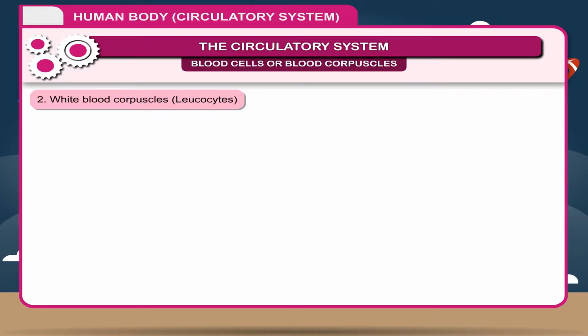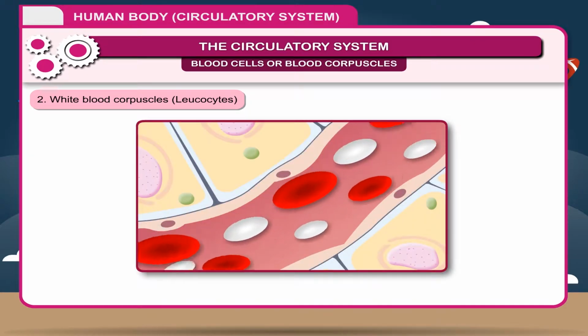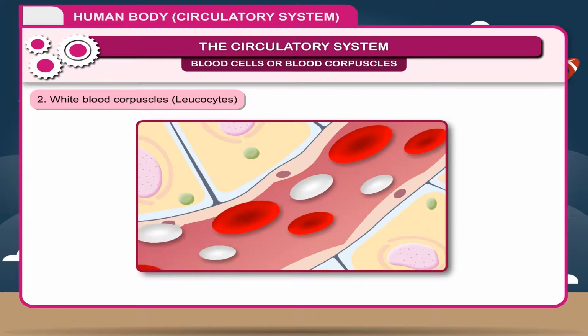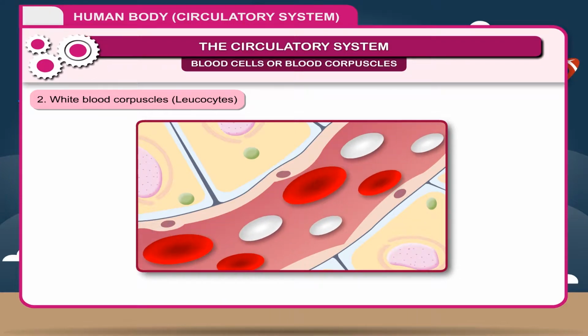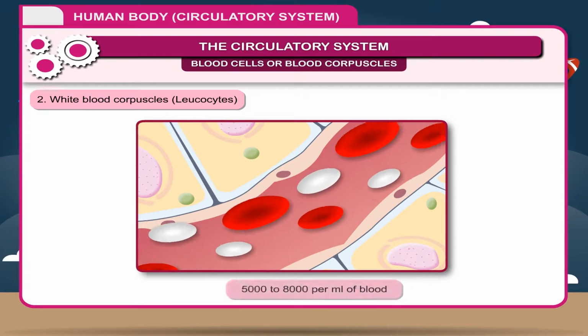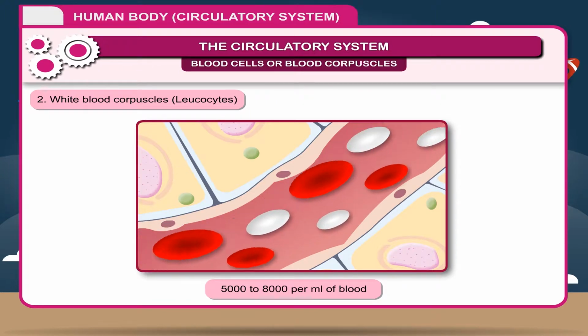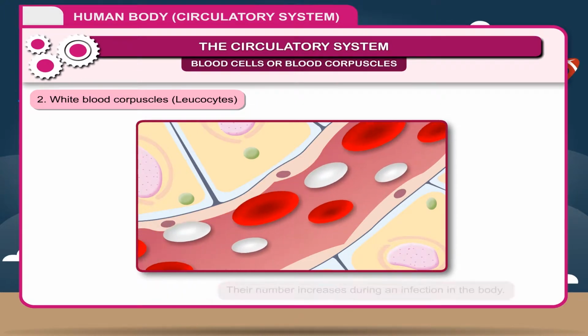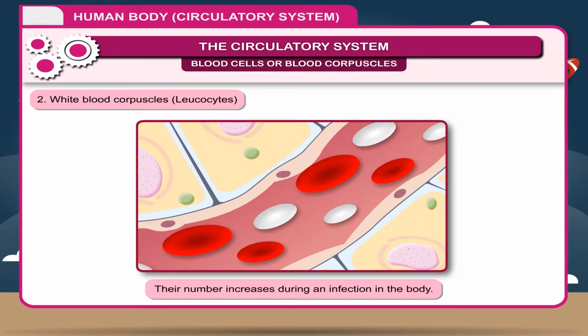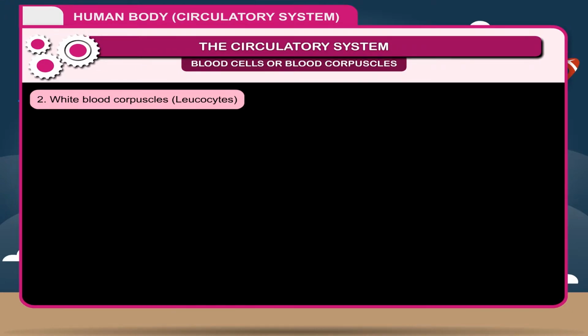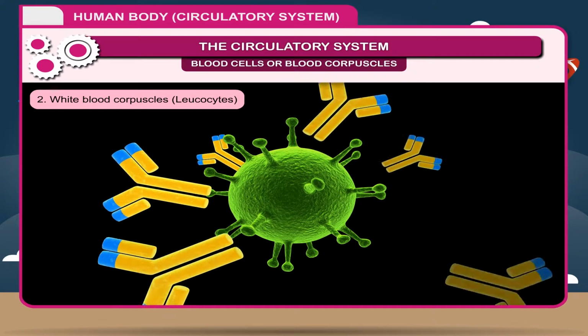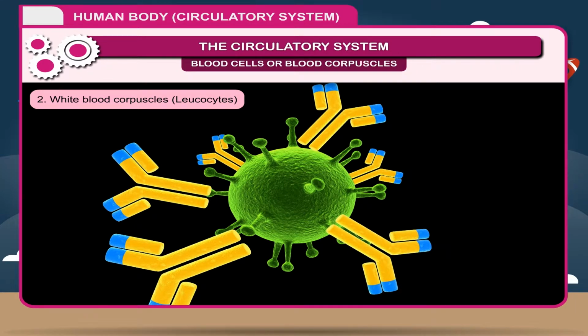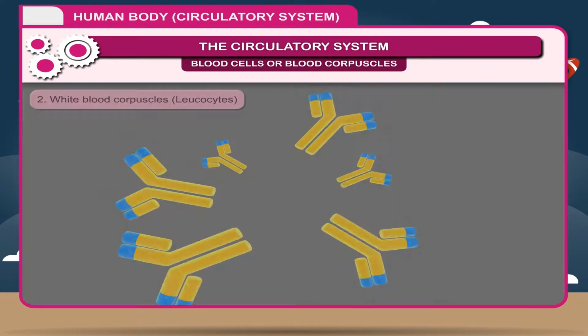2. White blood corpuscles, leukocytes. The white blood corpuscles are large, irregular-shaped nucleated structures. Their number varies from 5,000 to 8,000 per milliliter of blood. Their number increases during an infection in the body. These cells form antibodies which kill the antigens produced by the germs in the blood.